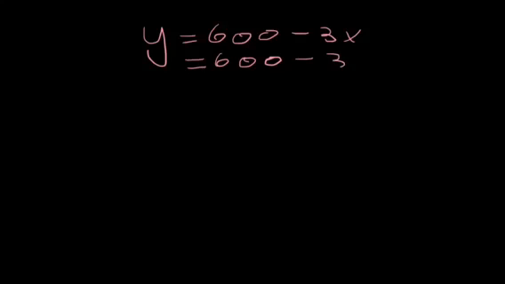Now that we've found that x equals 100 meters, we can plug it into the perimeter formula to find the y dimension. y equals 600 minus 3x. So now we know that y equals 300 meters.